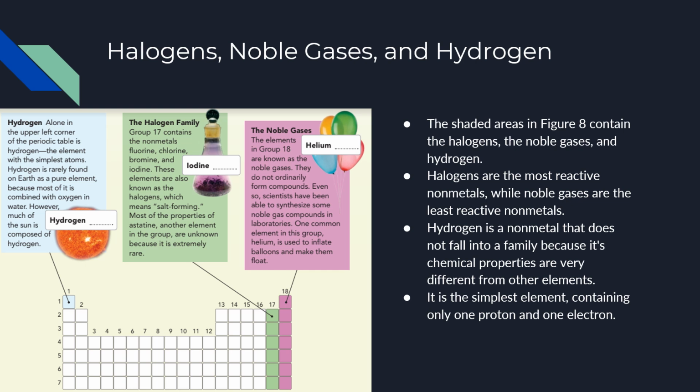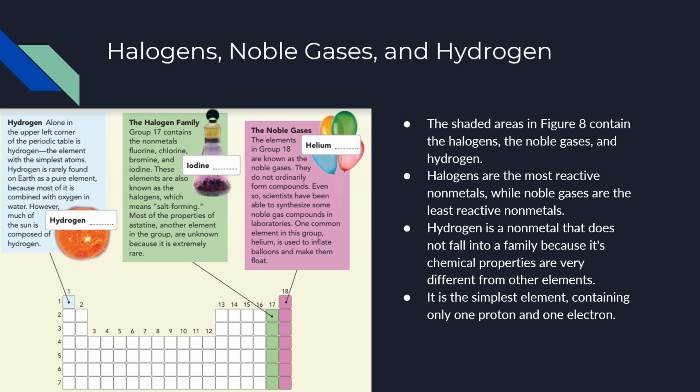Next, we have the halogens, noble gases, and hydrogen. So again, the shaded areas in Figure 8 contain the halogens, the noble gases, and hydrogen. Halogens are the most reactive nonmetals, while noble gases are the least reactive nonmetals. Hydrogen is a nonmetal that does not fall into a family because its chemical properties are very different from other elements. It is the simplest element, containing only one proton and one electron.